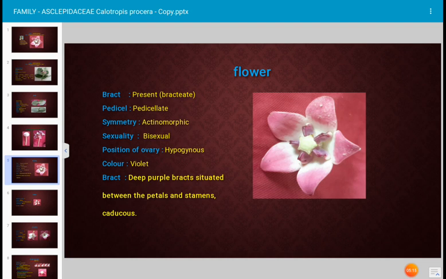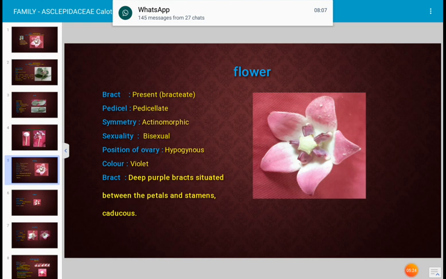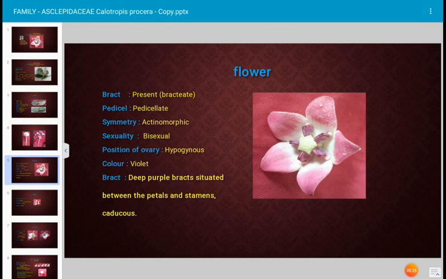And the flower has a stalk-like structure. The stalk of the flower is known as pedicel. When the pedicel is present, the flower is described as pedicellate flower. And symmetry of the flower: the flower of Calotropis is symmetrical. Symmetrical flower is described as actinomorphic flower.